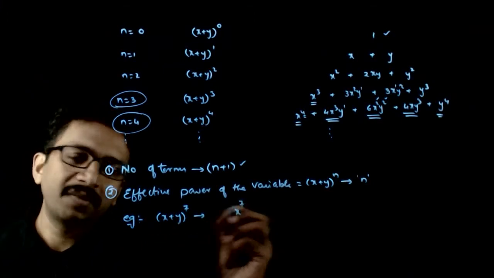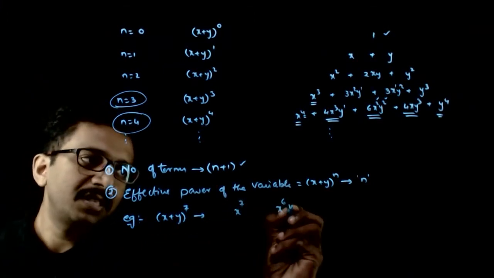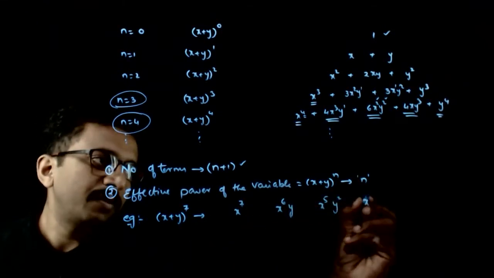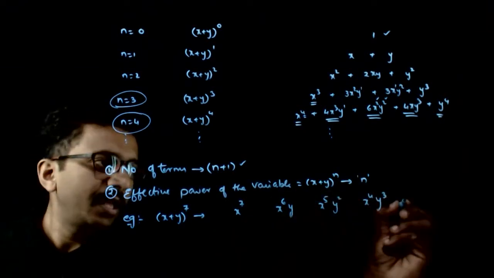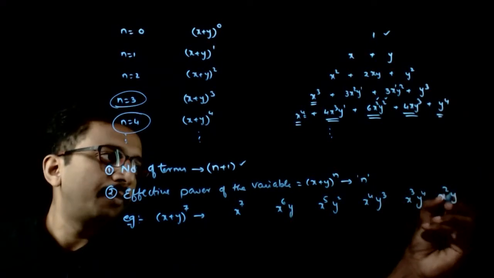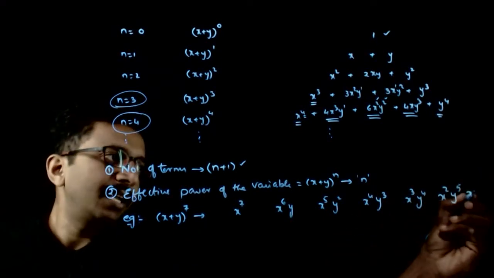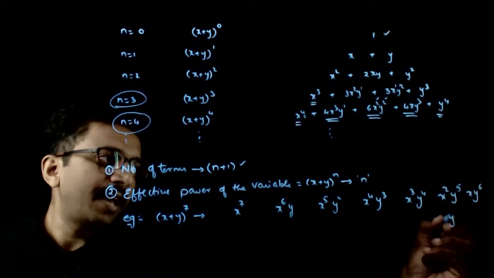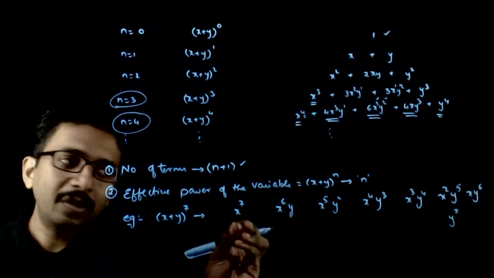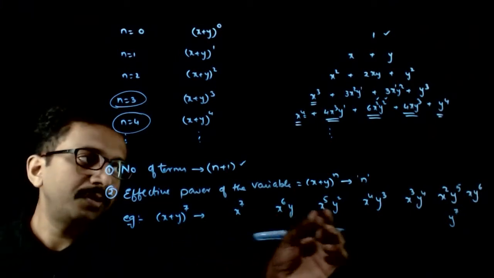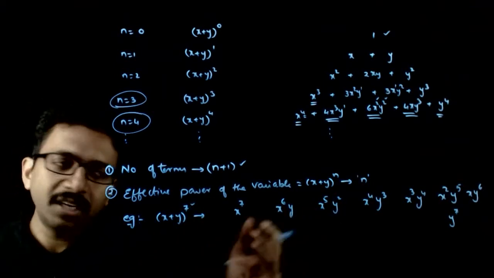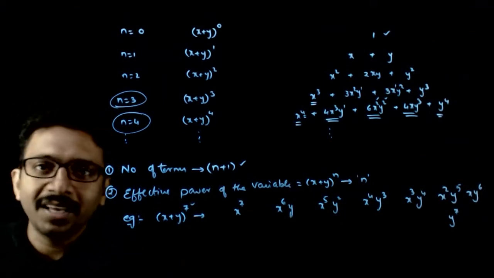You can expect an x power 7 term. You can expect an x power 6 into y term, x power 5 into y square term, x power 4 into y cube term, x power 3 into y power 4 term, x square into y power 5 term, x into y power 6 term, and finally y power 7 term. So, you can have only terms corresponding to these expressions 1, 2, 3, 4, 5, 6, 7, 8. For n is equal to 7, you have 8 terms and these are the 8 terms. So, you won't get any other terms.